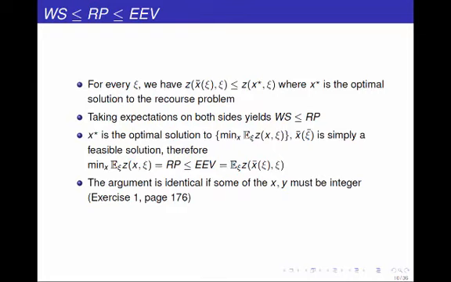Assuming h is the only source of uncertainty, I take the average h and I solve this problem. This will give me x bar of xi bar. Xi here is just h, so h bar or xi bar is the same. But I'm not averaging x's. It's just the optimal solution for this problem. I can plug this into here. It will be an option, but it will not be the optimal option for this problem. So that's where this inequality comes from.